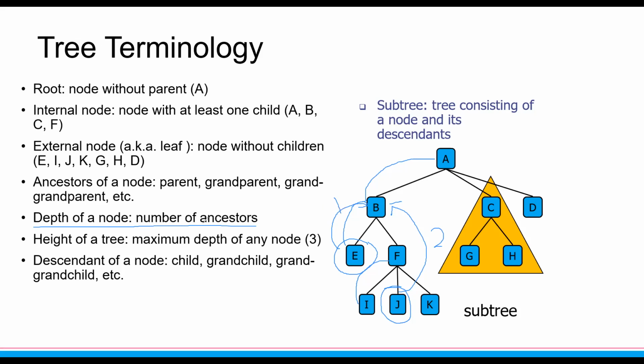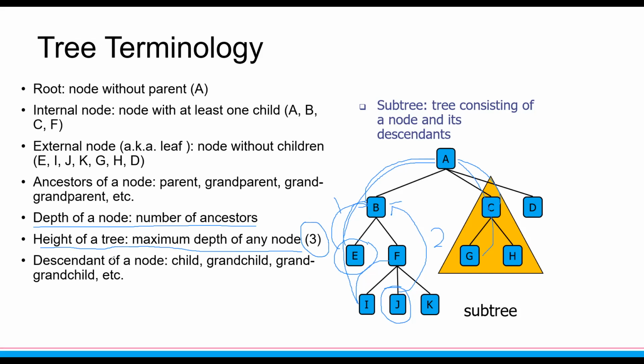And then you can define also the height of the tree. The height of the tree is the maximum depth of any node. We know that A to C is 1, A to G is 2, but there is another maximum which is A to I, it is 3. So I can say that the height of the tree, which is the maximum, is 3.